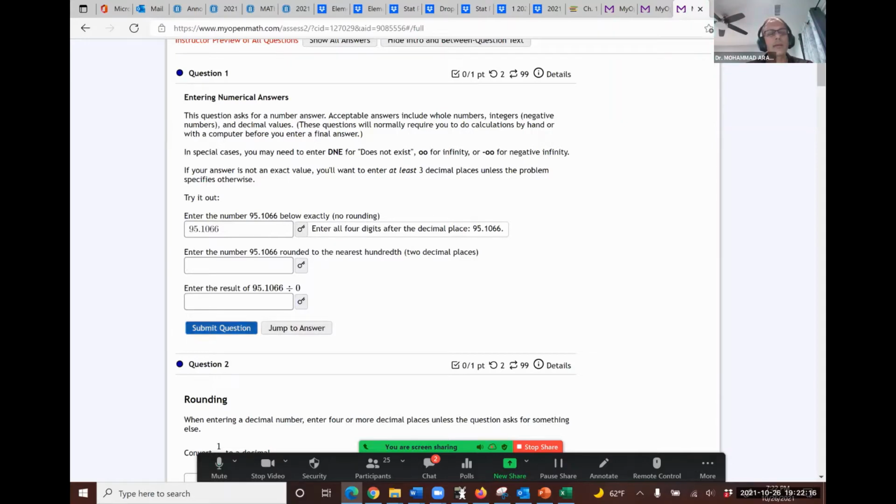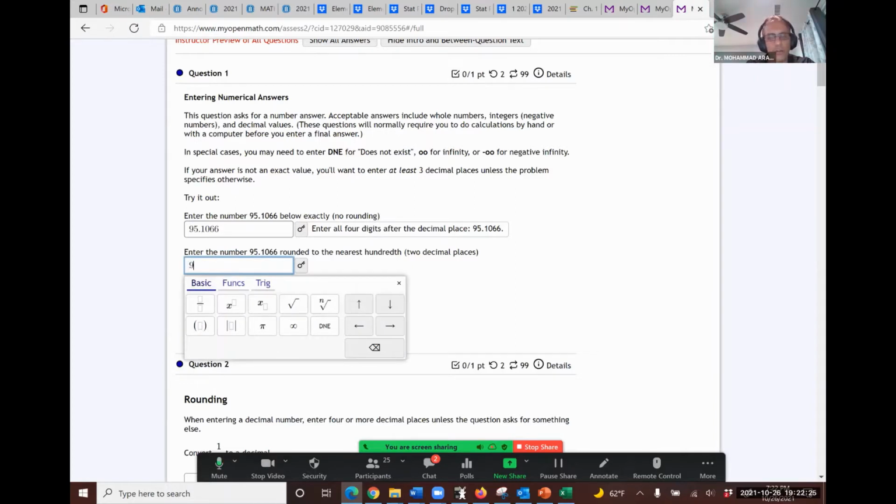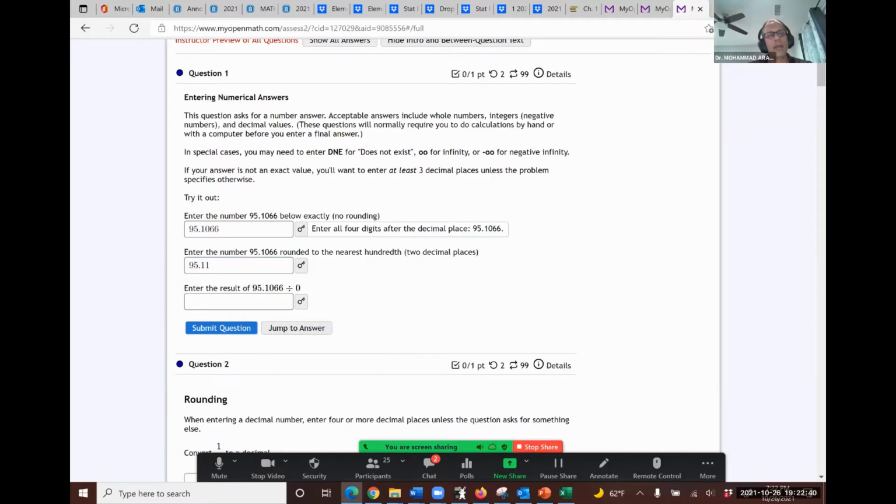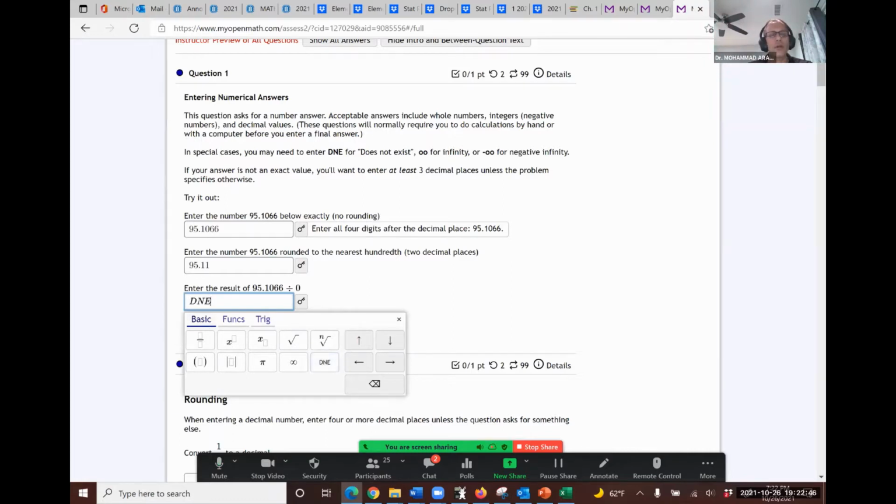And the next one, enter the number rounded to the nearest hundredths. Okay, so this is 95.1. The next number is 0. This is the one that I use, but since next to it is 6, I go up to 1. And can we divide by 0? No, it's undefined or does not exist.